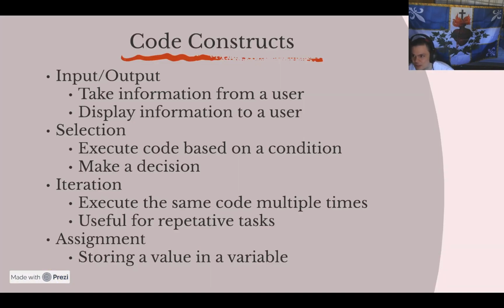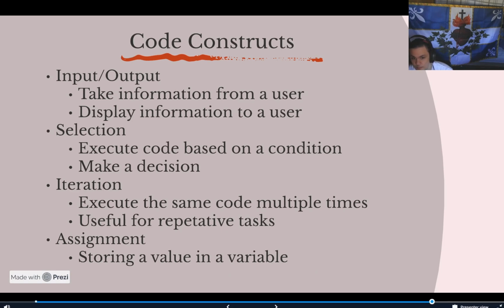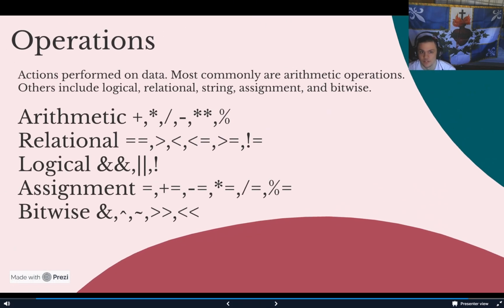Next, we're going to talk about code constructs. These are 4 kind of abstract ways of defining systems of coding. So firstly, we're going to talk about input-output. Input takes information from a user and output displays information to a user. And we're going to talk about selection. Selection is executing code based on a condition, a program making a decision based on information, like an if-else statement. Iteration is useful for repetitive tasks. It is the execution of the same code multiple times, or for a set amount of times. And assignment is storing a value in a variable. Move on to the last slide here.